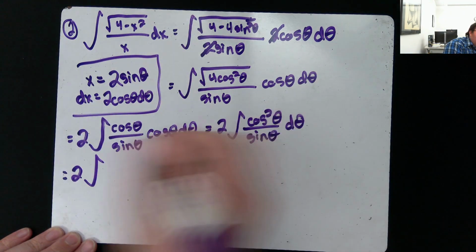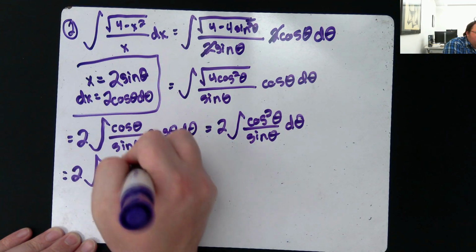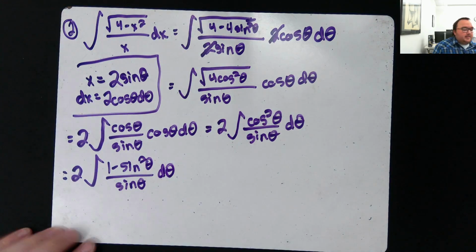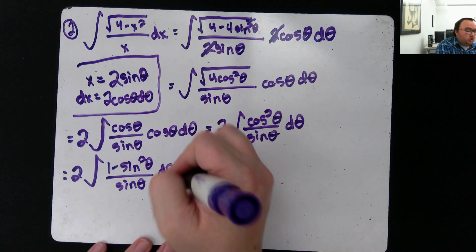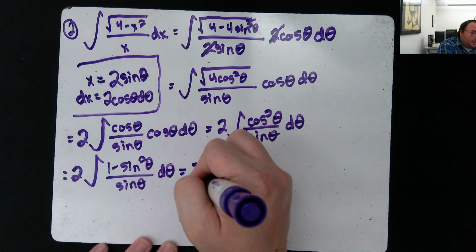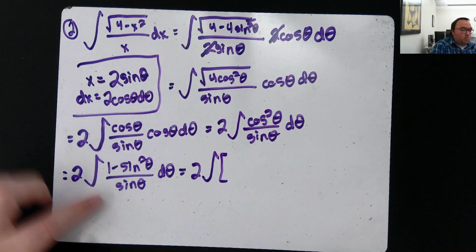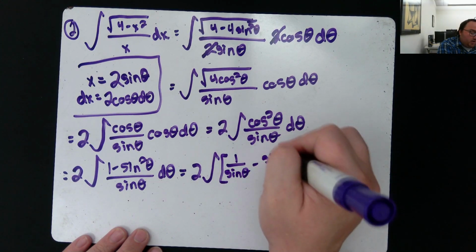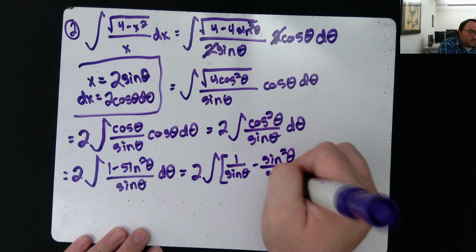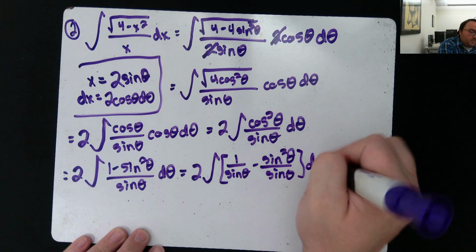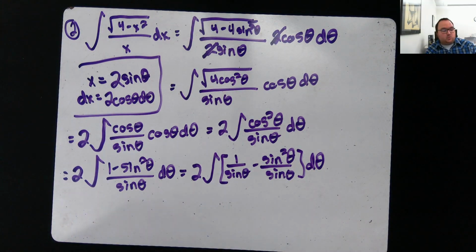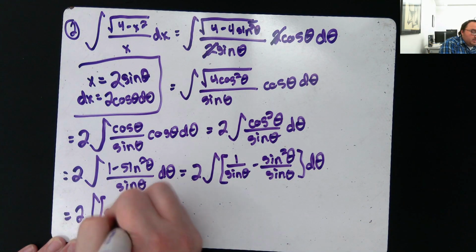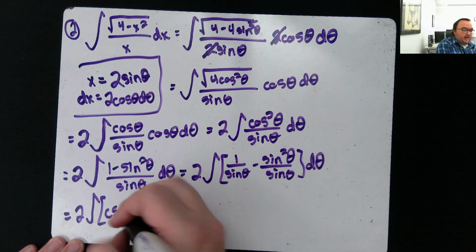2 integral. Again, cosine squared is 1 minus sine squared. Since on top I have 2 terms there, I can split that up and do 1 over sine minus sine squared over sine. Why is that helpful? Because 1 over sine is cosecant. Minus sine squared over sine is just sine.